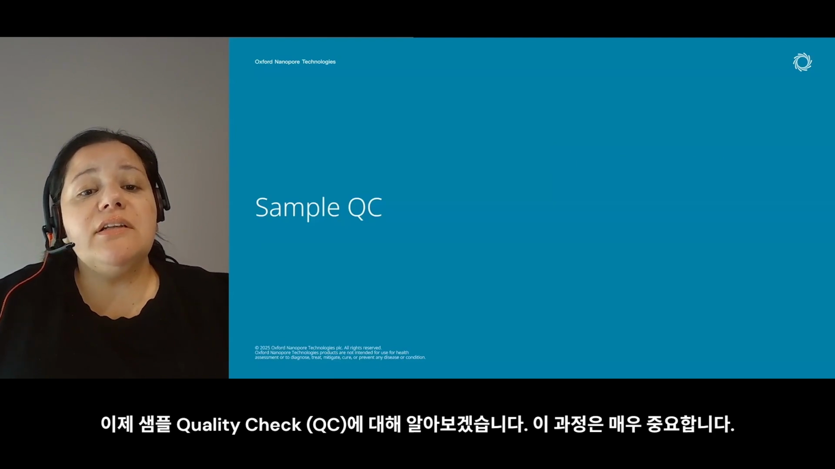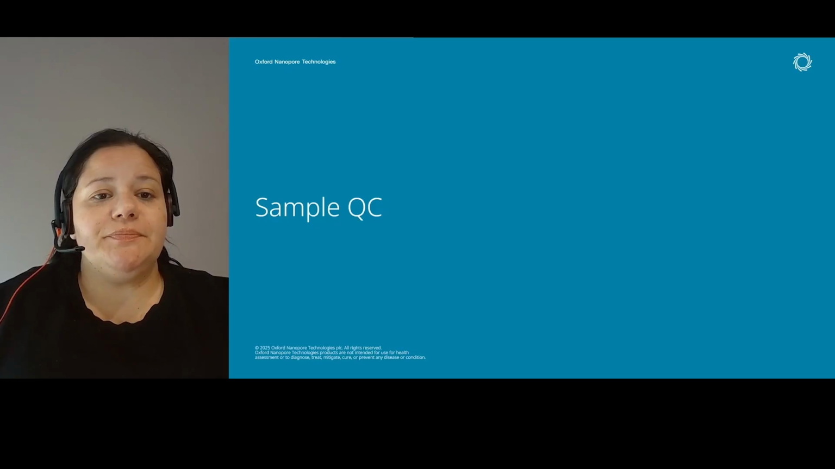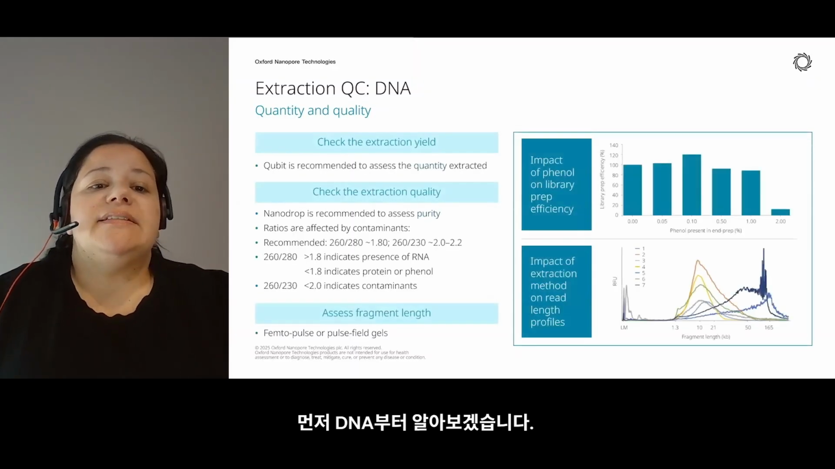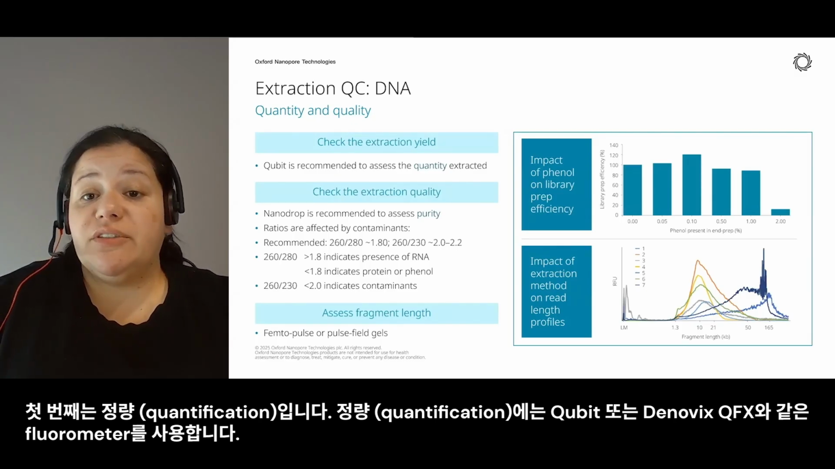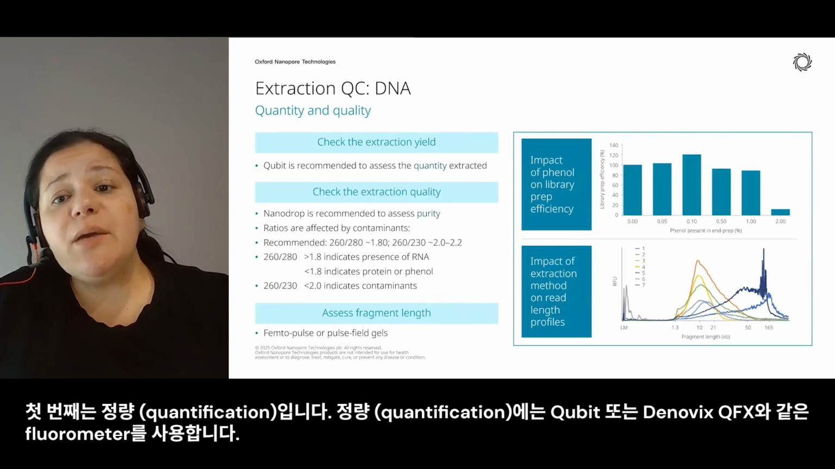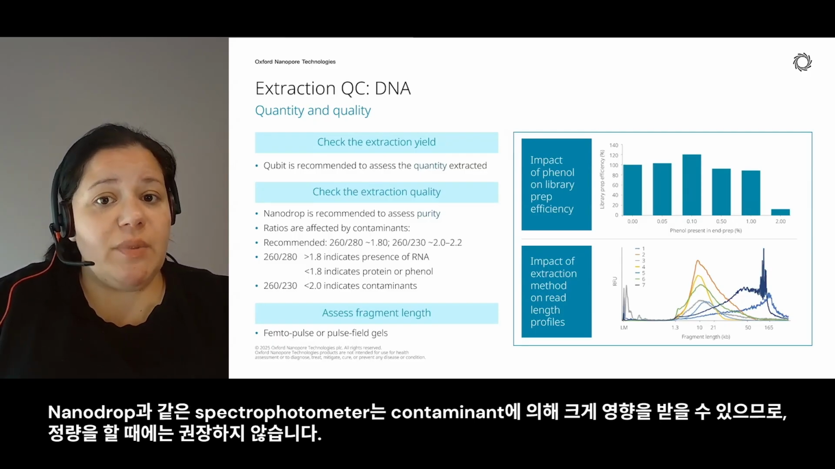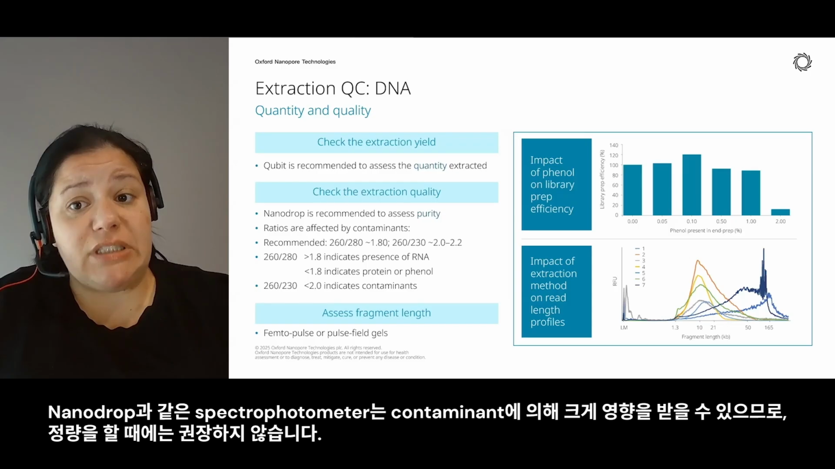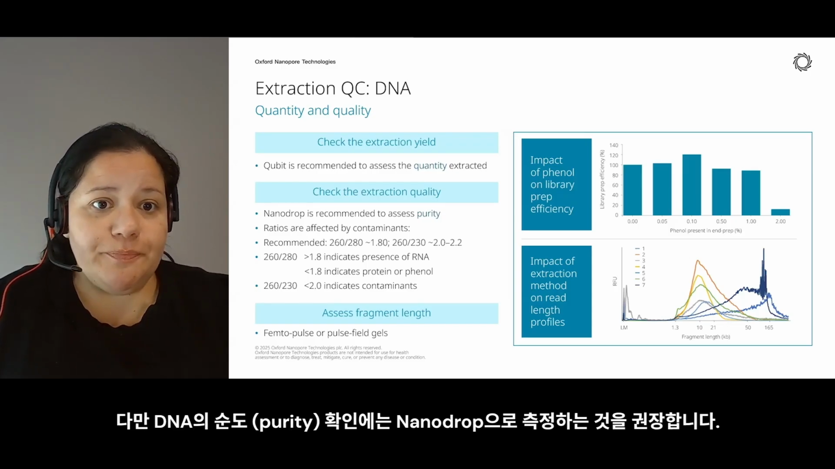Now let's talk a little bit about sample QC, which is actually really important. Let's start with DNA samples. The first thing we want to do is to quantify the sample, and we recommend using Qubit for this. We do not recommend using NanoDrop for quantification because it might be affected by the presence of contaminants. We do recommend NanoDrop to assess the purity of the samples though.